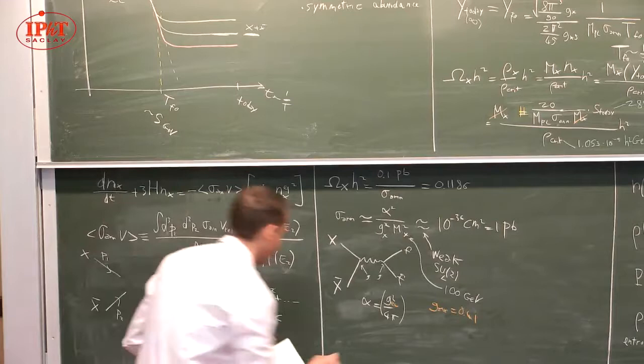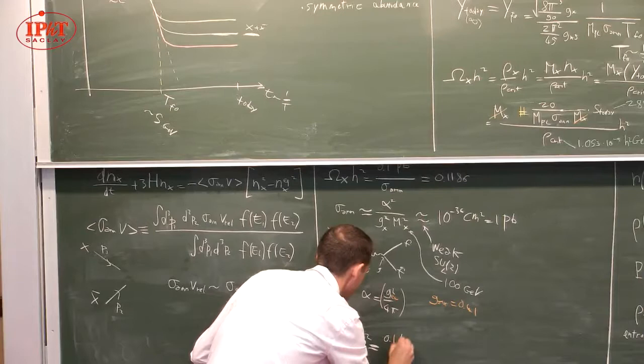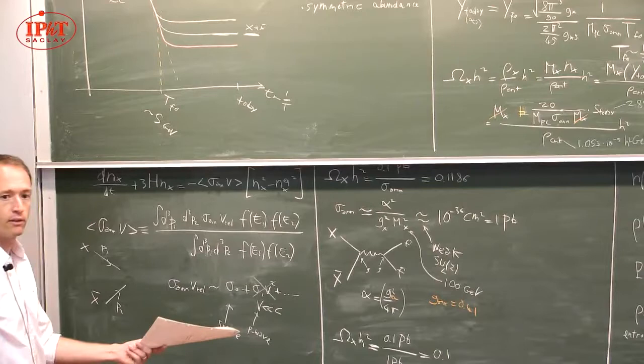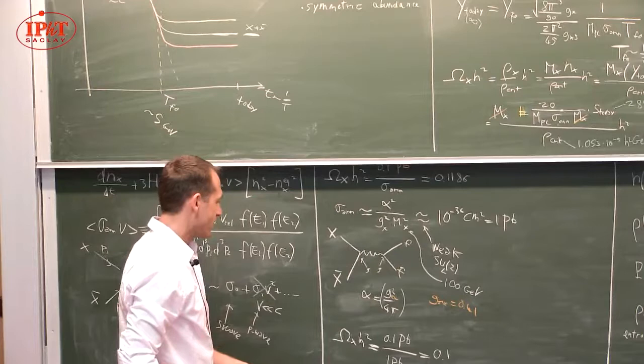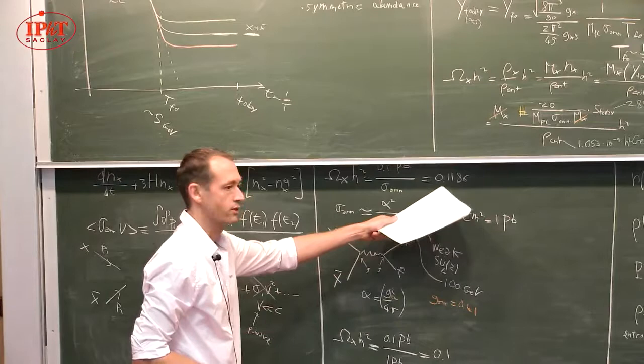So what I get is that for a particle with weak interactions, this quantity here is typically 1 picobarn, and so naturally I get 0.1. It's a miracle, right? So I have the miraculous coincidence that for a particle with weak interactions and with typical weak mass, the relic abundance that I get in the end is exactly what I need in order to compare with cosmology, with the observed cosmological abundance. This is what indeed is called the WIMP miracle.